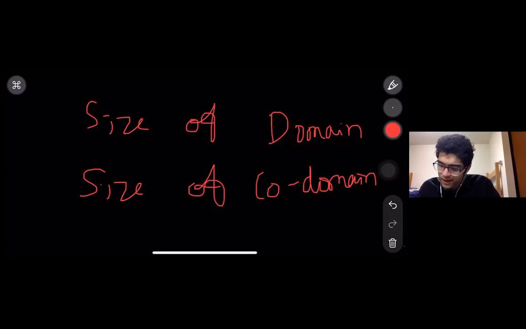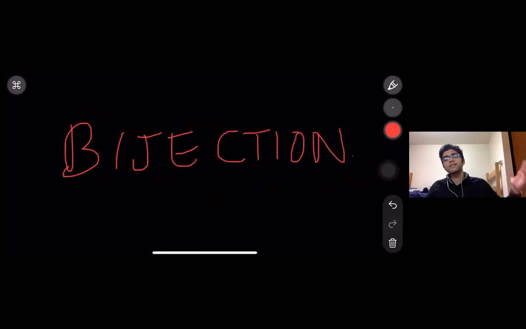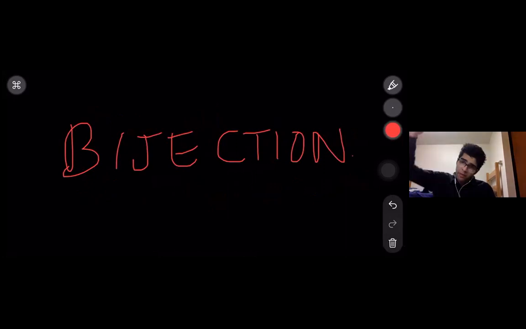Now, let us combine the two things. We define something called a bijection, which is very, very important. A bijection is a function which is both one-to-one and onto. As simple as that. It has to be one-to-one, it has to be onto. So basically, every number in my codomain should have a partner in the domain, and it should not have more than one partner. It should have exactly one partner.